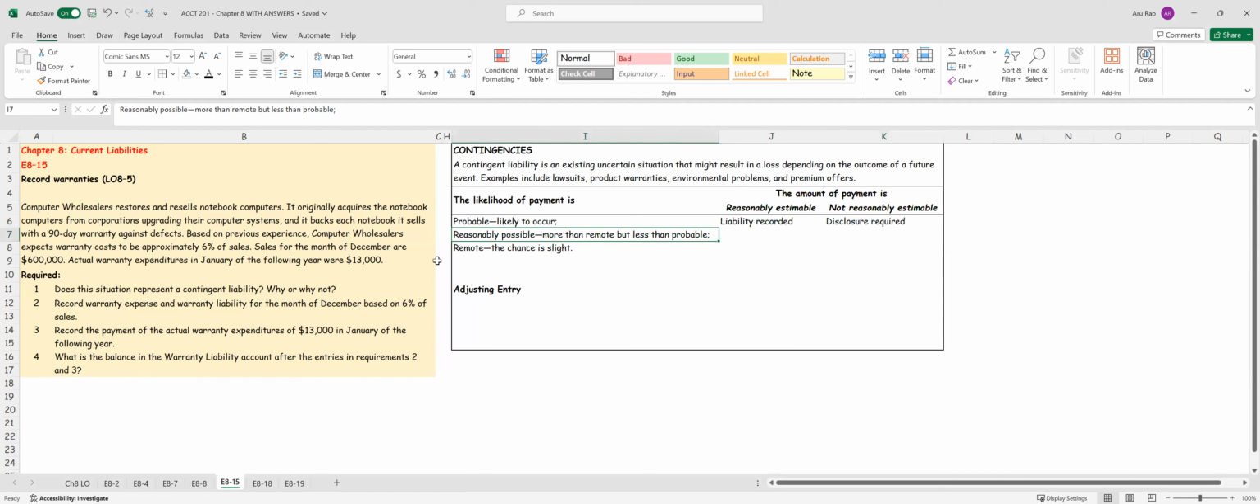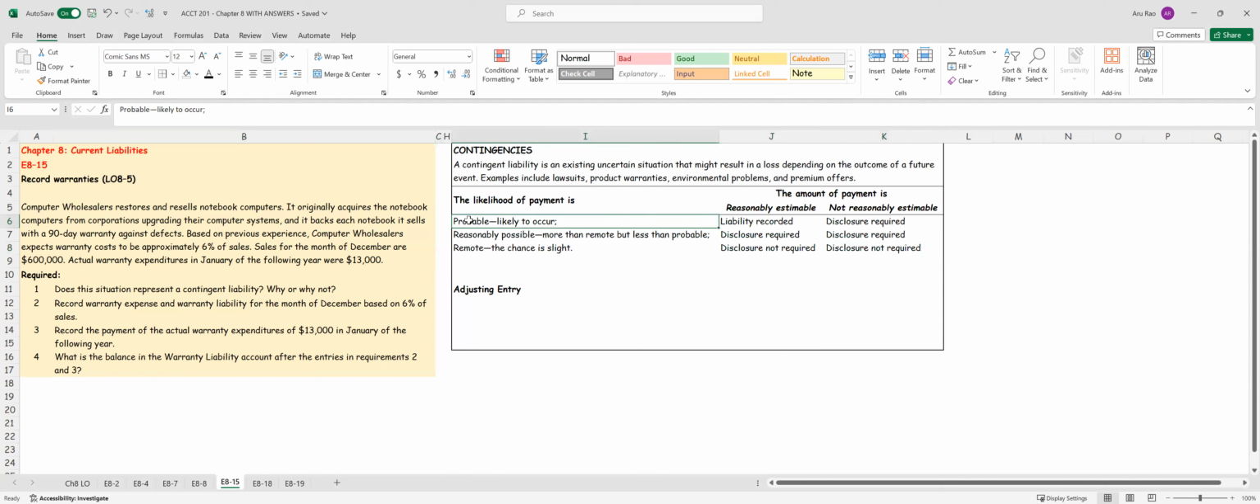Well, what if it's reasonably possible, but I really don't think it is probable? In that case, I will do a note disclosure. Whether I know the amount or I don't know the amount doesn't matter. I'll have to do a note disclosure. If it's remote, I'm saying it's so remote, maybe I can estimate the amount, maybe I can't estimate the amount. Well, guess what? You don't have to do any disclosure.